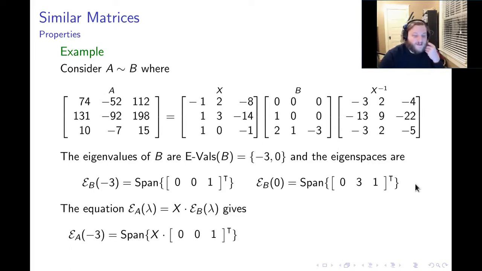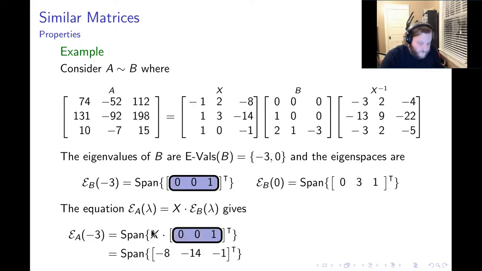How do we find the eigenspaces of A? Well, we don't want to work from scratch because we want to take advantage of our similarity relation here. We know that the eigenspaces of A are X multiplied by the eigenspaces of B. Well, the eigenspace of B for lambda equals -3 is spanned by 0, 0, 1. If I multiply 0, 0, 1 by the matrix X in our factorization here, I get the vector -8, -14, -1, and that vector will span the eigenspace of A for lambda equals -3.